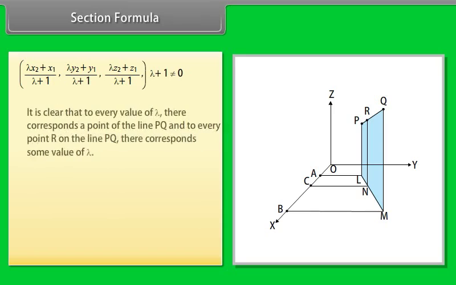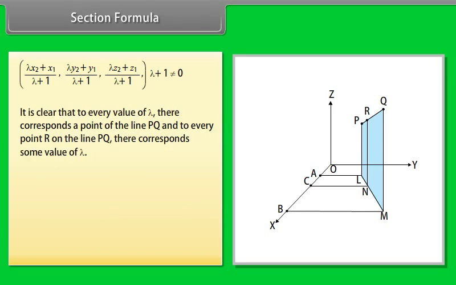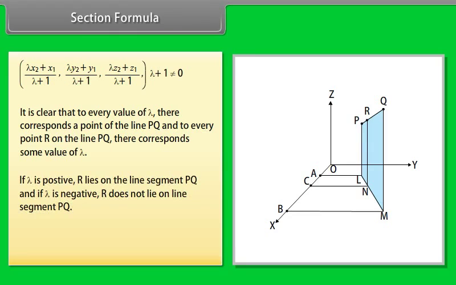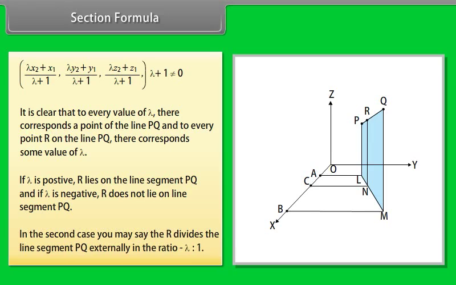It is clear that to every value of lambda, there corresponds a point of the line PQ, and to every point R on the line PQ, there corresponds some value of lambda. If lambda is positive, R lies on the line segment PQ, and if lambda is negative, R does not lie on the line segment PQ. In the second case, you may say that R divides the line segment PQ externally in the ratio lambda is to 1.